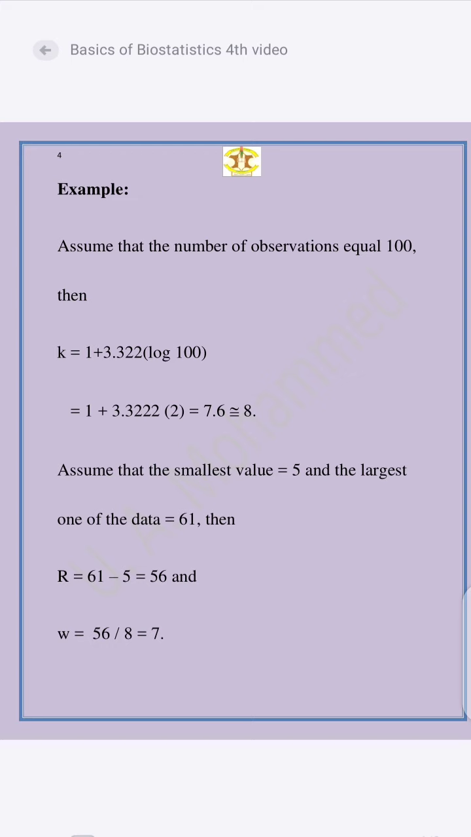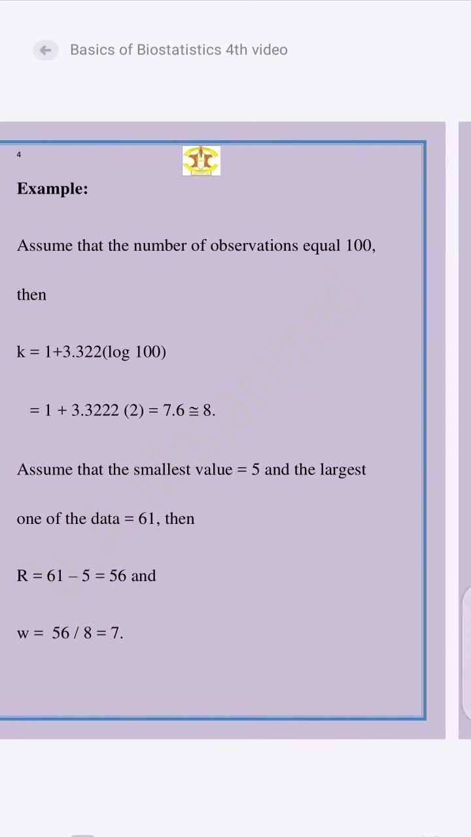Assume that the smallest value is 5 and the largest value is 61. You just subtract the smallest from the largest, which gives you 56. So now our width is equal to 56 divided by 8, which gives us 7.